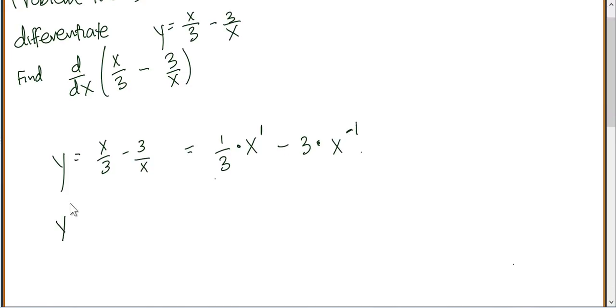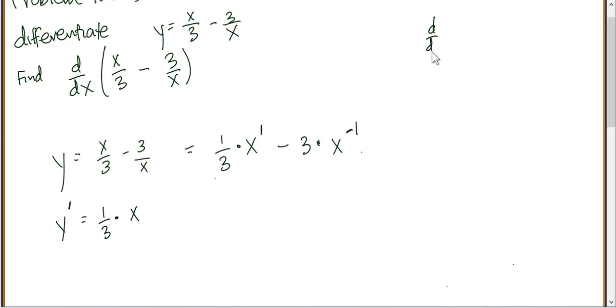Okay, so now y prime. You can use that notation, or we could do the d over dx, but I'm going to write y prime here. As you go through, you say, okay, 1/3 times x. The 1/3 is a coefficient, and it just stays there. Okay, now x to the power of 1. When you take the derivative, use the power rule, and let's write this up here.